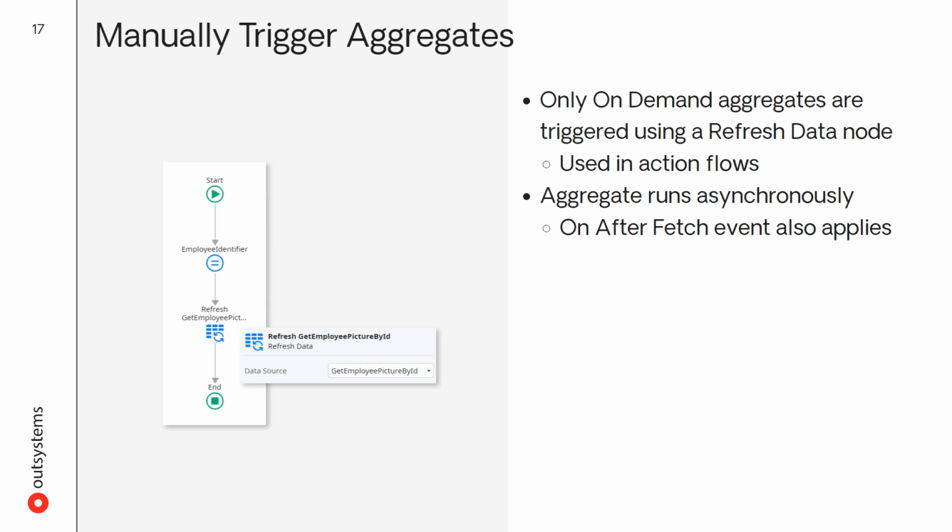That execution triggers the aggregate, which runs asynchronously as always. Whenever the data is fetched, the screen renders again to display the new data, and the onAfterFetch event still applies. Basically, the main difference is when the aggregate runs. Other than that, the behavior is exactly the same.